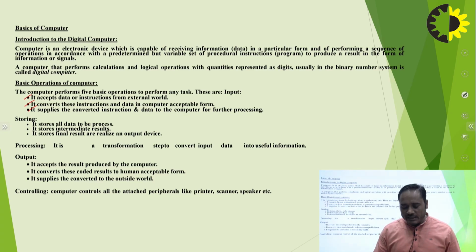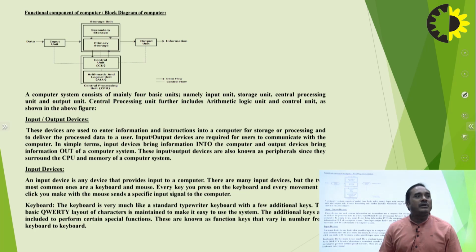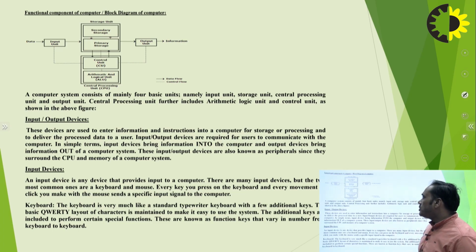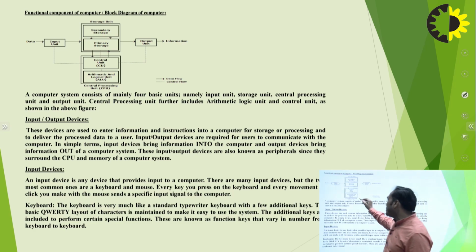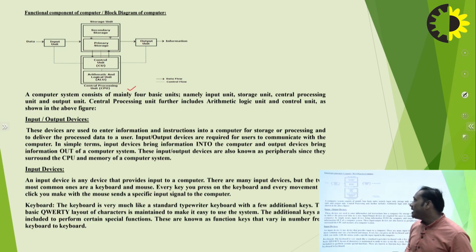Now in the next PPT, I am going to discuss the functional components of the computer, the block diagram of the computer. Block diagram means the structure of the computer, how the computer looks. So the computer looks like this form. This is the figure where we can see how a computer basically looks in the block diagram.